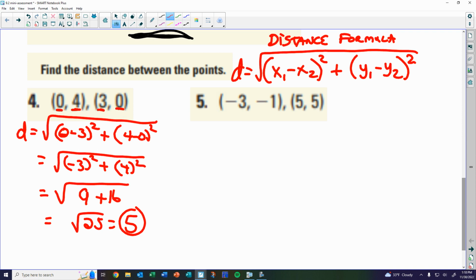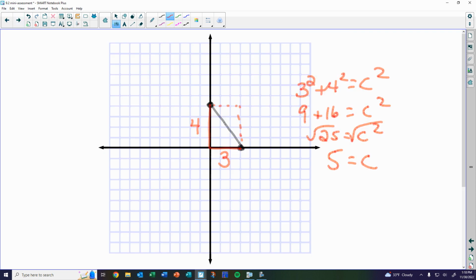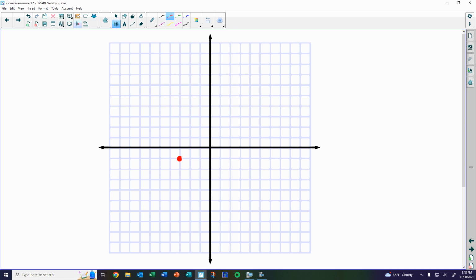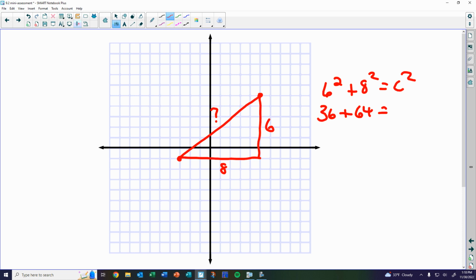Now, if we do number 5, and I graph these 2 points, again, showing you the way that we first showed you. Negative 3, negative 1 is here, and 5, 5 is all the way up there. Okay, so draw a right triangle. This is 8, and that's 6. Trying to find this side. So 6 squared plus 8 squared. 6 squared is 36. 8 squared is 64. When I add 36 and 64 together, what do I get? 100. Square root both sides, and C is 10.